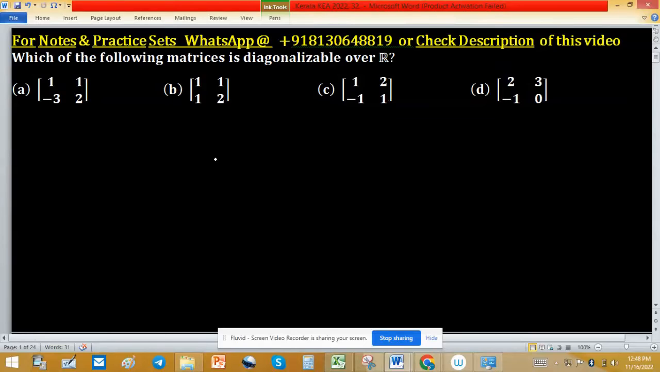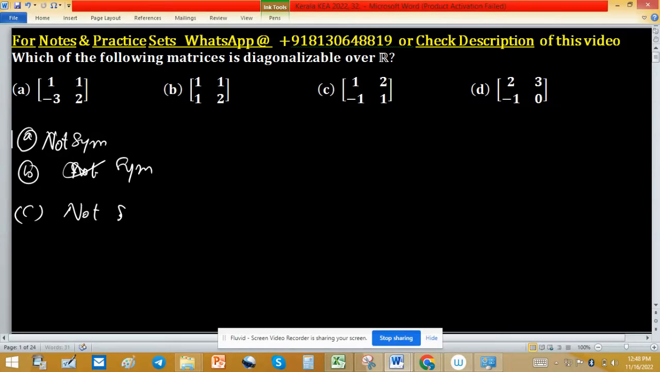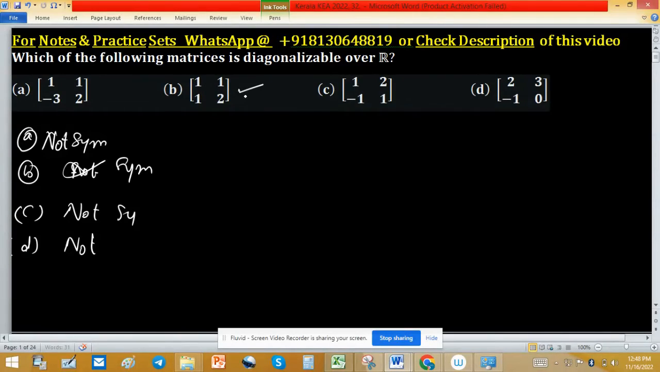Which of the following matrices is diagonalizable over R? If the matrix we have to find is diagonalizable over R, option A is not symmetric. Option B is symmetric, but option C is not symmetric, and option D is not symmetric. We know the concept that real symmetric matrices are always diagonalizable. That's why option B is correct.